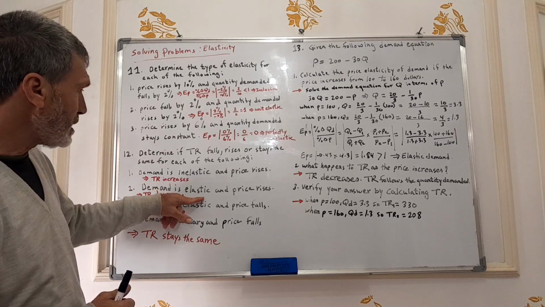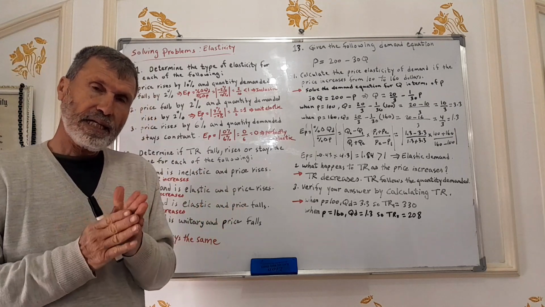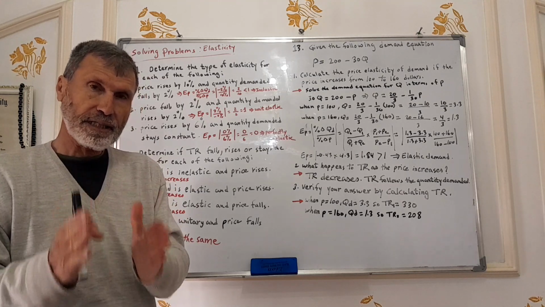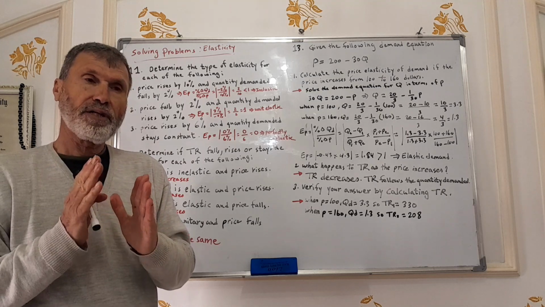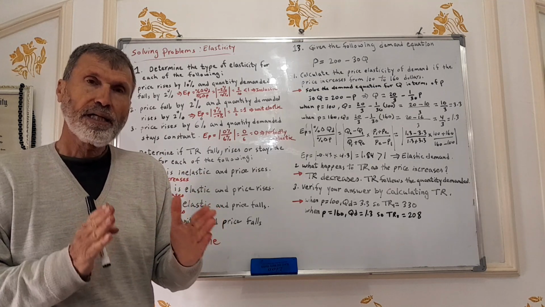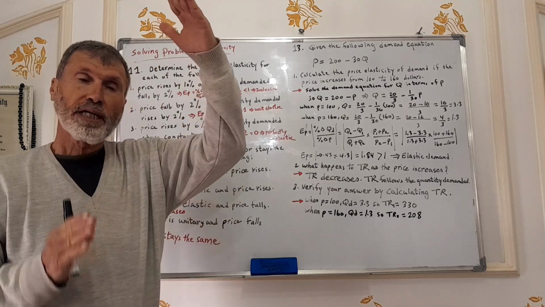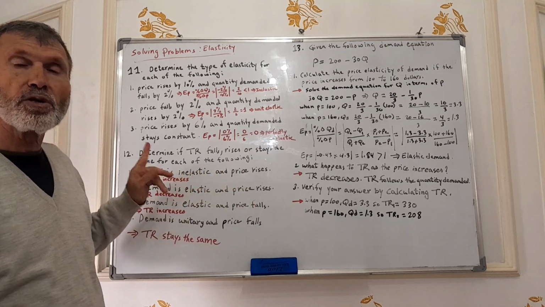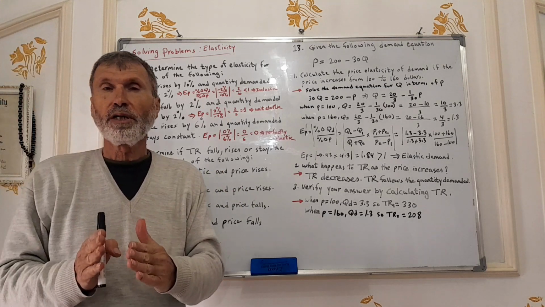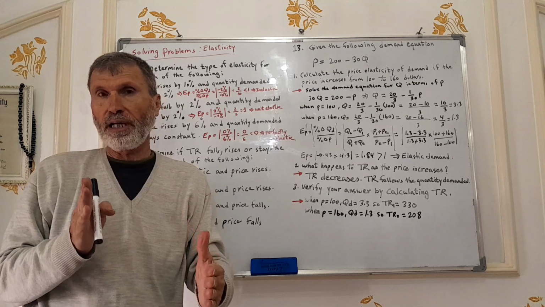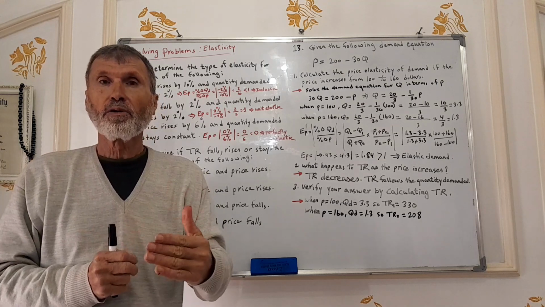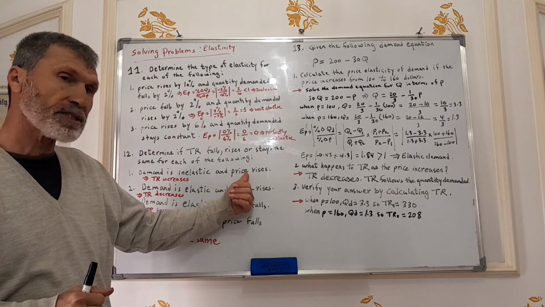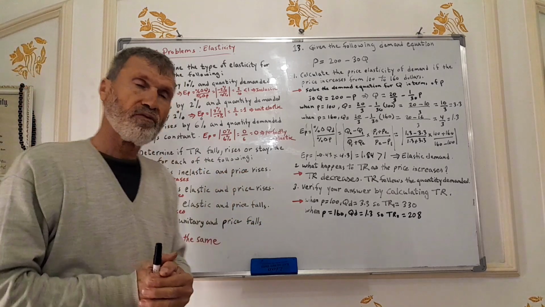2, demand is elastic and the price rises. Demand is elastic. That means the coefficient of price elasticity of demand is greater than 1. And so for this type of demand, in order for total revenue to increase, the price should decrease. Here the price rises, therefore total revenue will decrease, because total revenue in the range of elastic demand will follow the quantity demanded. Here the quantity demanded will fall because the price rises, therefore total revenue will fall, or will decrease.